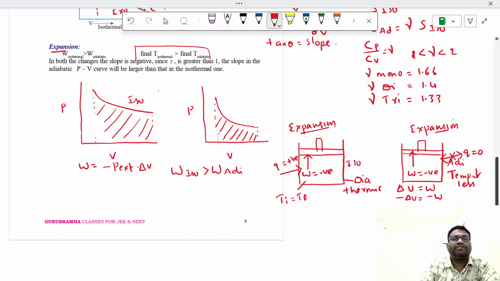In the adiabatic process, when the gas is expanding, the energy of the gas decreases. When the kinetic energy of the gas decreases, automatically its temperature decreases, because average kinetic energy is directly proportional to its absolute temperature. Right? Next.